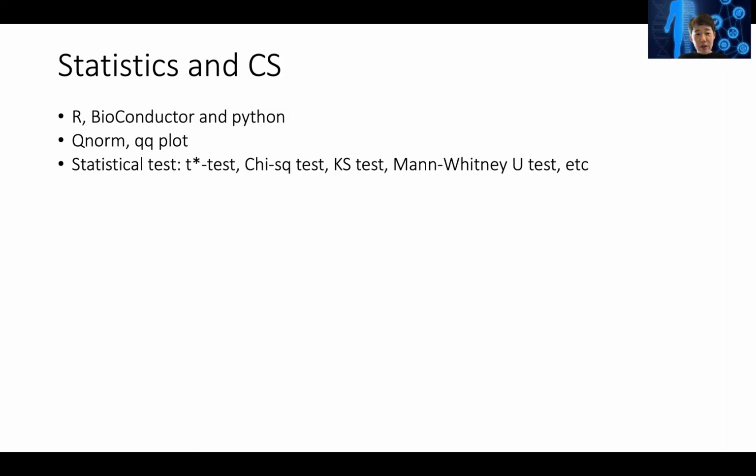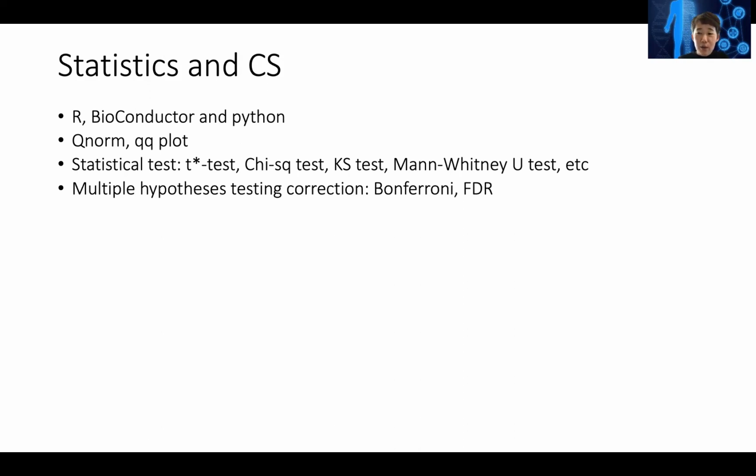We covered a number of statistics and computer science topics as well. You have to learn a lot of R, Bioconductor, and Python programming in this course. We talk about quantile normalization, how to test whether something follows a normal distribution using QQ-plot. We talk about a lot of statistical tests: t-test, chi-square test, Kolmogorov-Smirnov test for gene set enrichment analysis, Mann-Whitney U test for non-parametric test. This is for single-cell differential expression analysis.